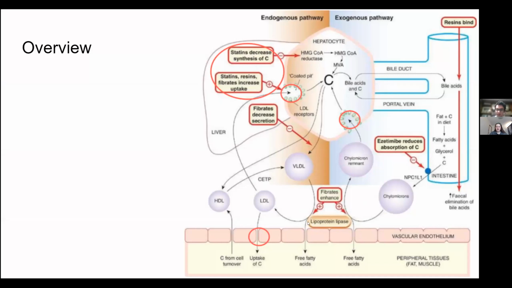You can do it by interfering with lipoprotein lipases. So if you block lipoprotein lipases, you don't get the distribution of fatty acids, so that doesn't occur. You can do it by blocking the reabsorption of cholesterol back into the liver for resynthesis. And you can do it by interfering with LDL receptors and decreasing the secretion of chylomicrons. So we'll go through each of those here.